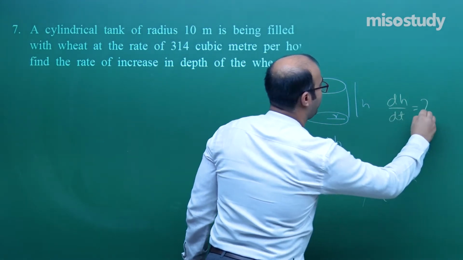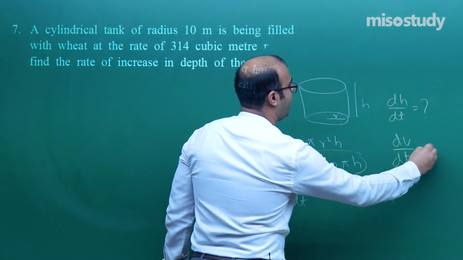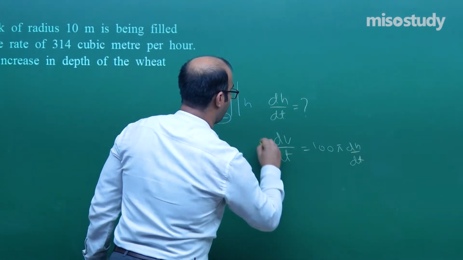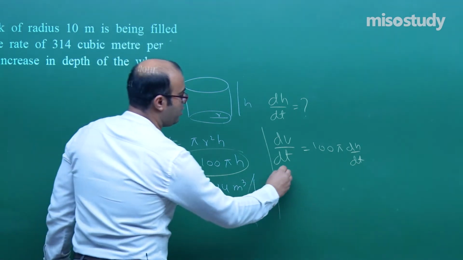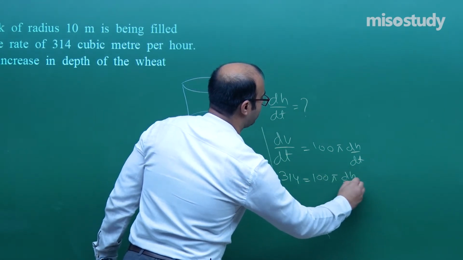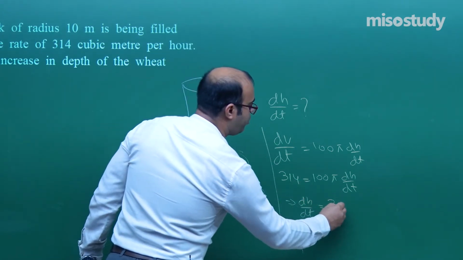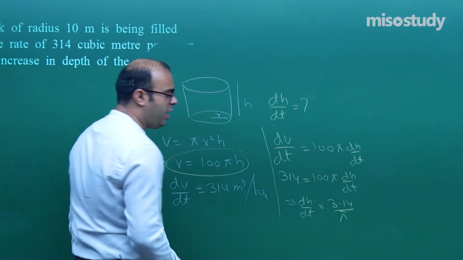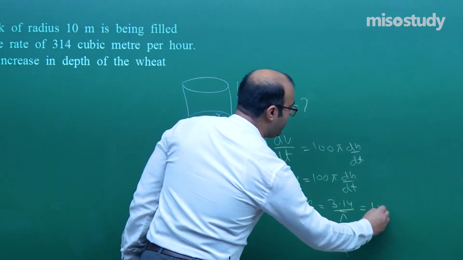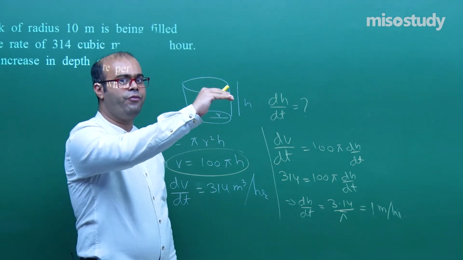So this is a very simple question. What will we do? We will differentiate this relation with respect to time. So dV by dt is 100 pi dH by dt. Now dV by dt is given as 314, so we put 314 here: 314 equals 100 pi dH by dt. So what will be dH by dt? 314 by 100 is 3.14 upon pi, and the approximate value of pi is also 3.14. So this will cancel and we will get 1. 1 meter per hour is the rate at which the height of the wheat in the cylindrical tank will increase.